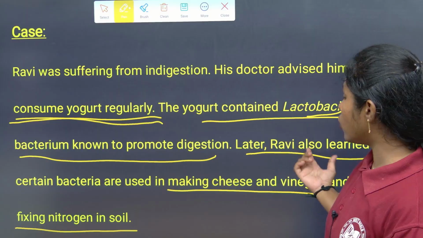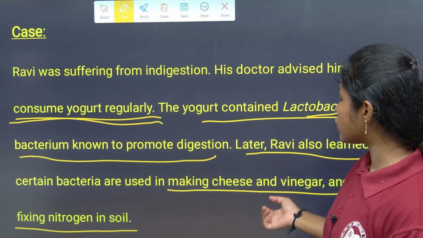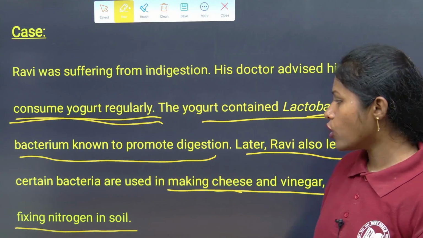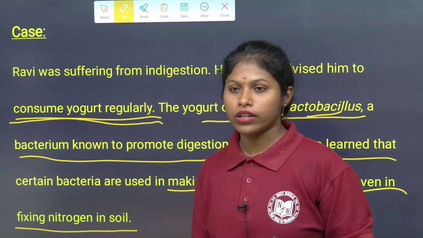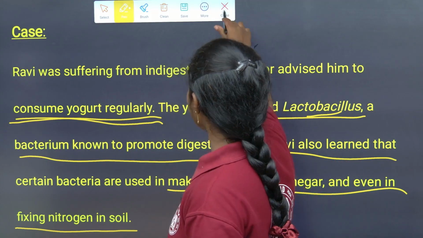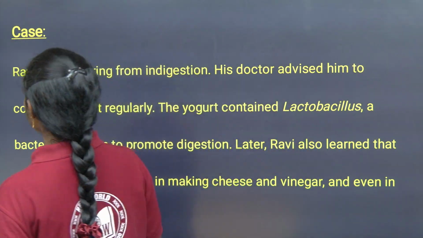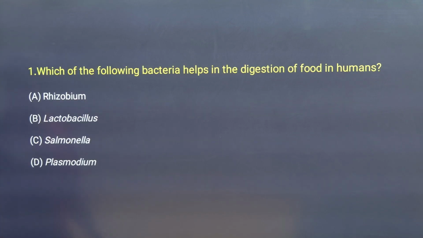And later he learned that bacteria are also used in making cheese and vinegar, and even fix nitrogen in the soil. So he came to know about it. So here this scenario is given, children. Based on this scenario they have given questions like this.